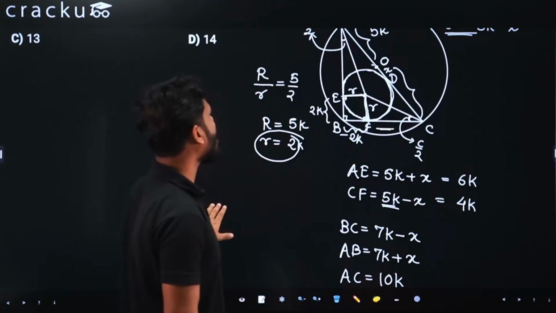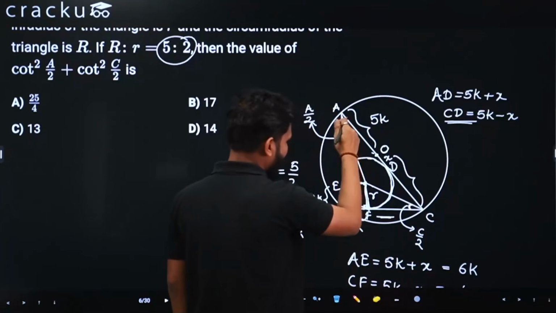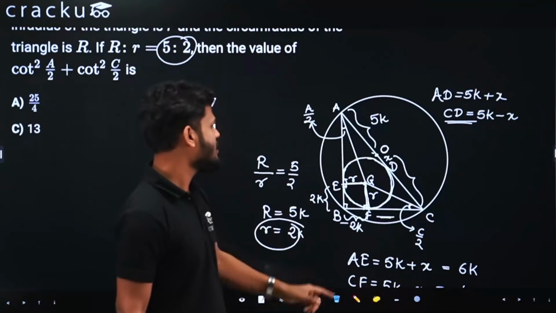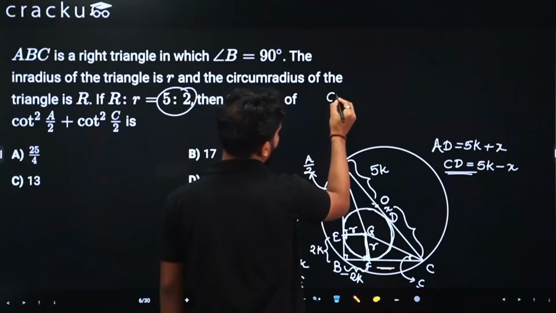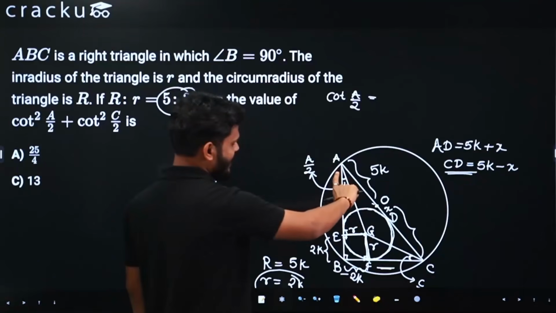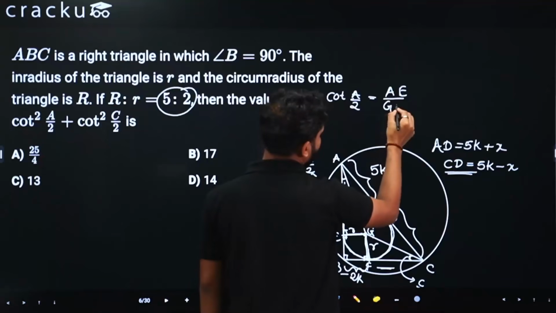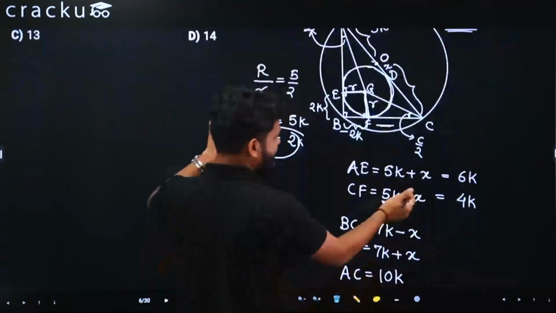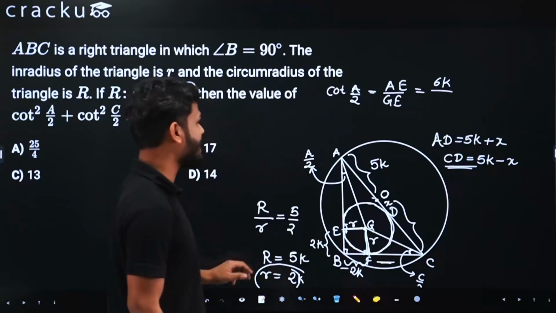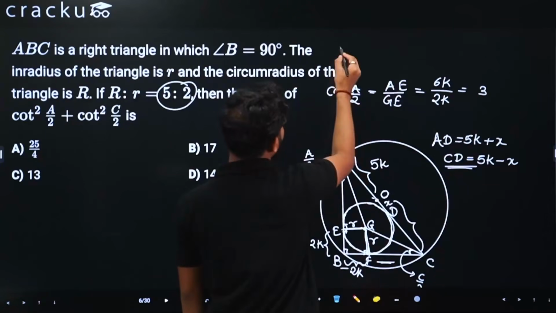Now, how do you find cot A by 2? You need cot A by 2 and cot C by 2. So in this triangle, let us say this is G. In the triangle AEG, cot A by 2 will be adjacent side, which is AE, upon opposite side, which is GE. AE is 6k. So 6k divided by GE. GE is the small r, which is 2k. So this is 3.